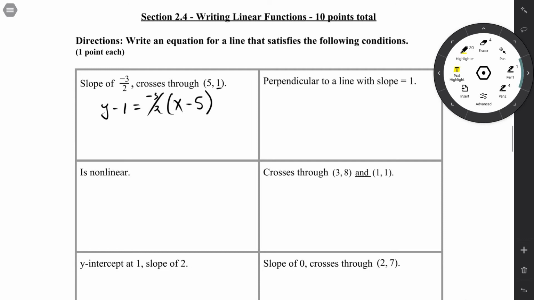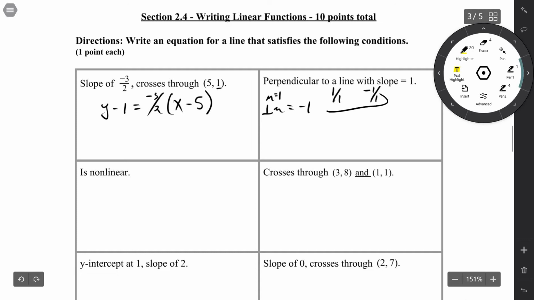So the slope of 1, and we're looking for the perpendicular slope. That would just be negative 1. If we think of 1 as a fraction, it's 1 over 1. To get perpendicular, we flip that and make a positive and negative. So it would be negative 1 over 1. So that's what we're looking at right there, just negative 1. This is really quite simple.